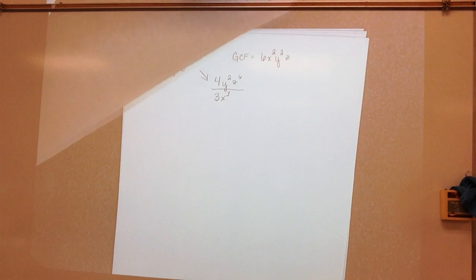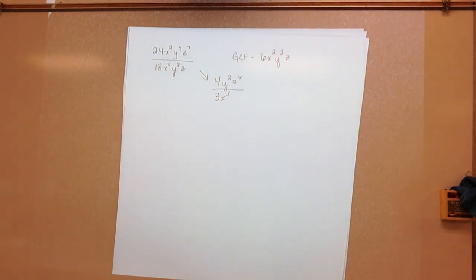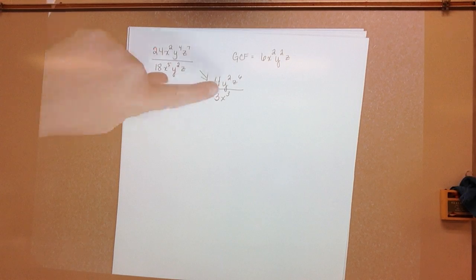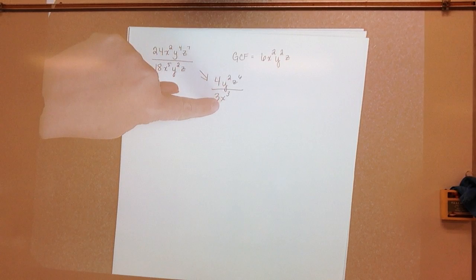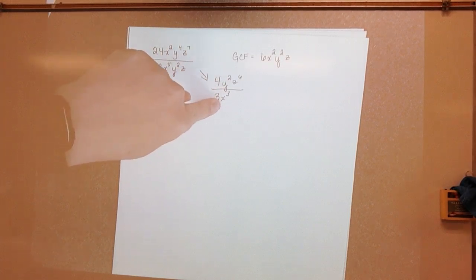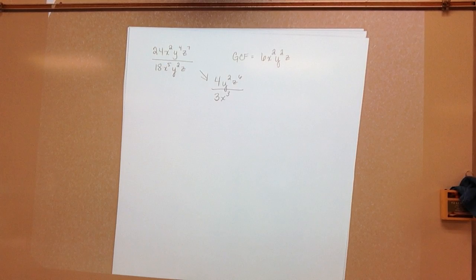One of the things that I want you to pay attention to, notice that I don't have an x up here. Notice I don't have any y's or any z's down here. I only have that variable. I only have x in one spot. I only have y in one spot. I only have z in one spot. It's not in both the denominator and the numerator. If that were so, then I would not be in lowest terms.